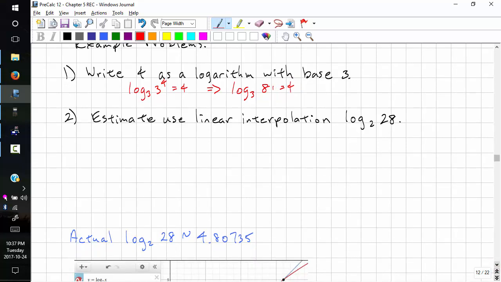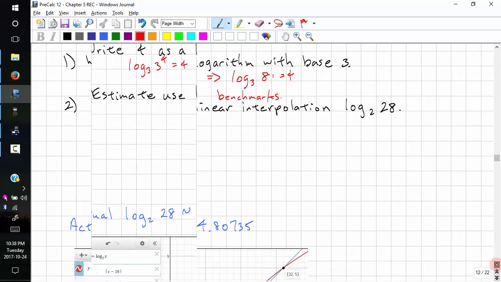Okay, your workbook has something called benchmarks, and we are not doing benchmarks. We are using linear interpolation. From the book, you'll see that benchmark uses a calculator, and there's no point in using a calculator when every calculator out there now has logarithms. So I'm teaching you linear interpolation so you can compute this without a calculator.